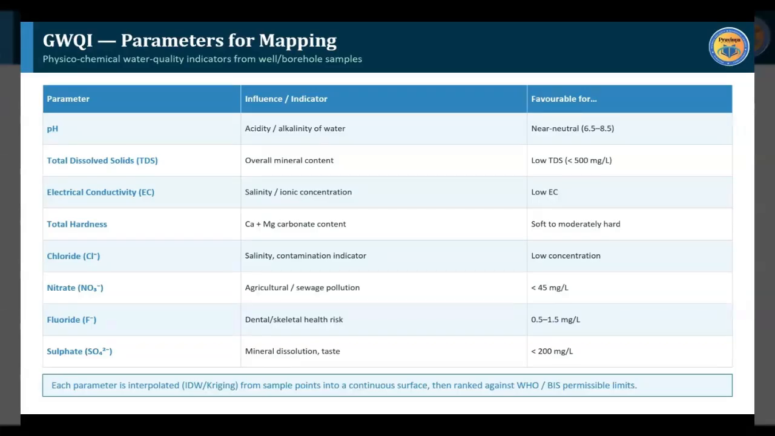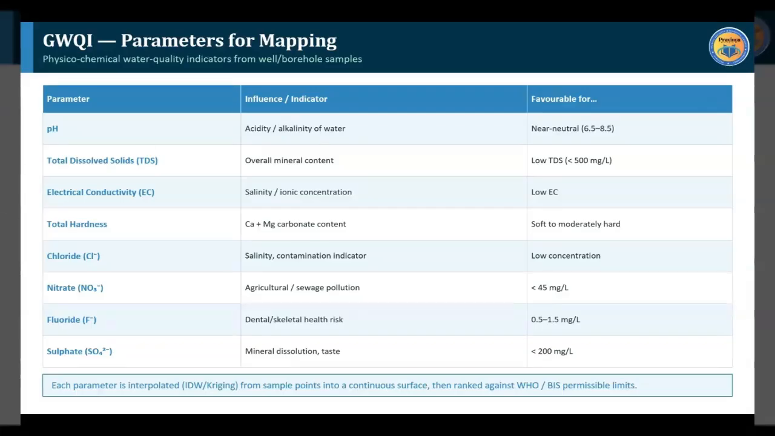Then chloride, a salinity indicator, and importantly in coastal areas like much of Goa, a marker of saline intrusion. When seawater starts pushing into a coastal aquifer, chloride is one of the first things to rise. Low chloride below 250 milligrams per liter will rank high. Then we have sulfate that affects taste and can also have a laxative effect at higher concentrations. We want it below about 200 milligrams per liter.